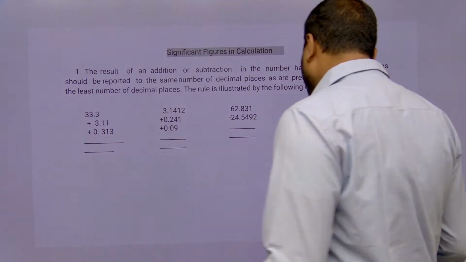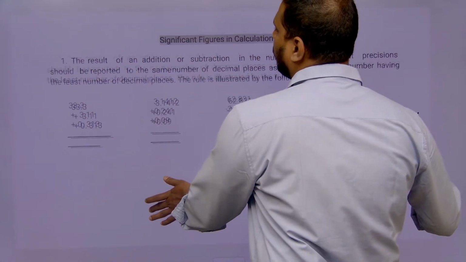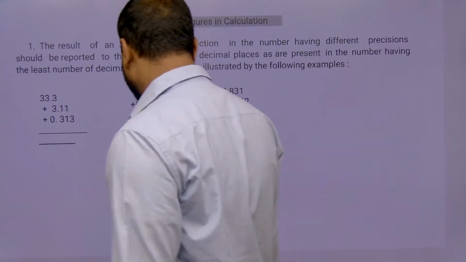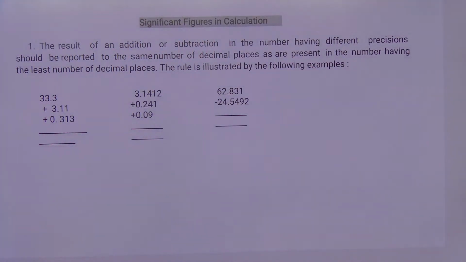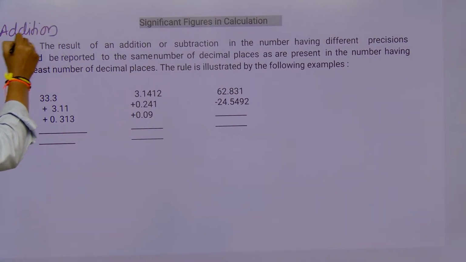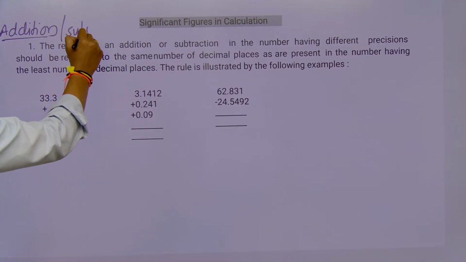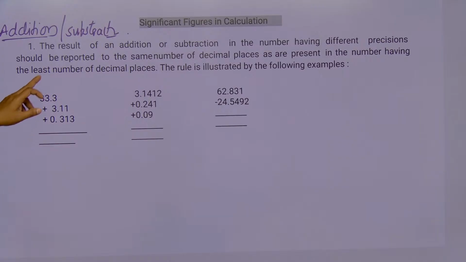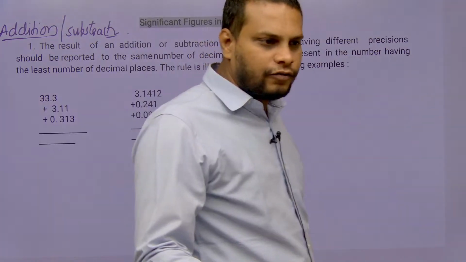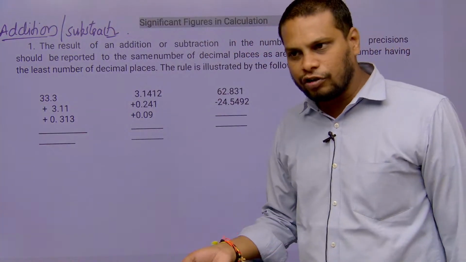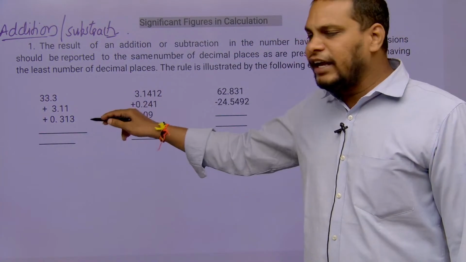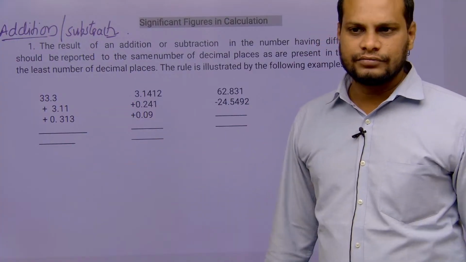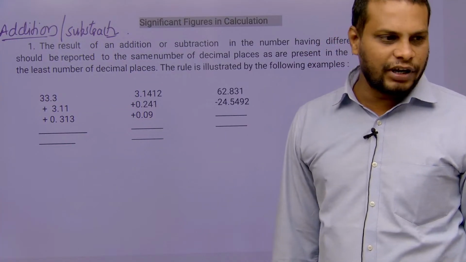Then we are using significant figures in the calculation part. Clear? Now please remember, in significant figures in calculation, in addition or subtraction, after adding all the data, the final answer should be rounded off to the least decimal digits in the given data. Are you clear?